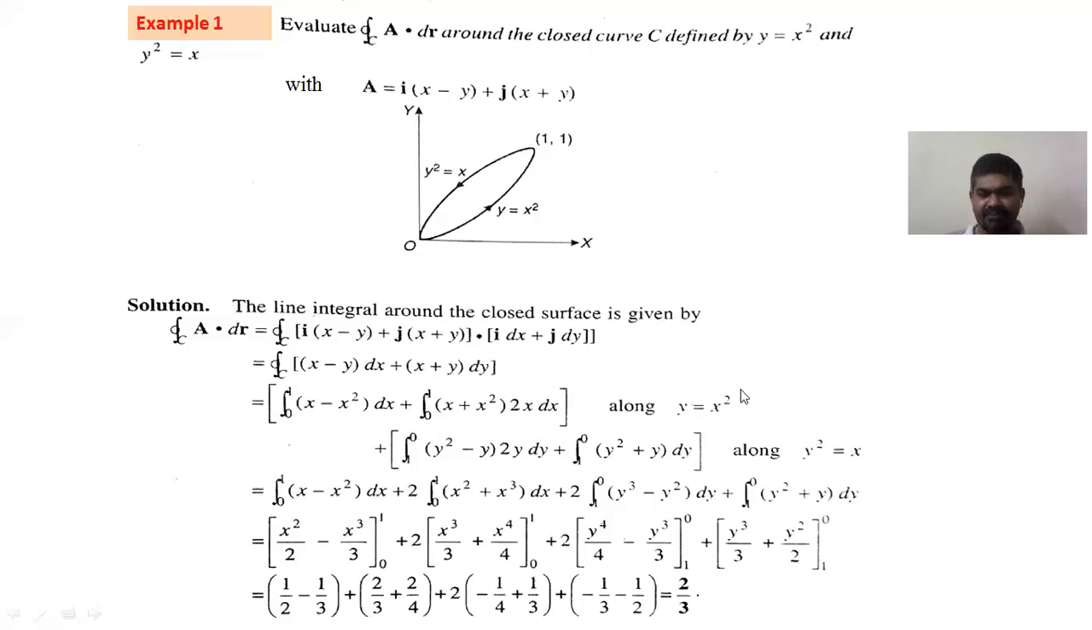Here y equals x square in the first one, but here you see x plus y dy is there. dy should be replaced: taking y equals x square and differentiating, dy equals 2x dx. So dy is substituted with 2x dx. Next, along the second path, the x value should be y square.